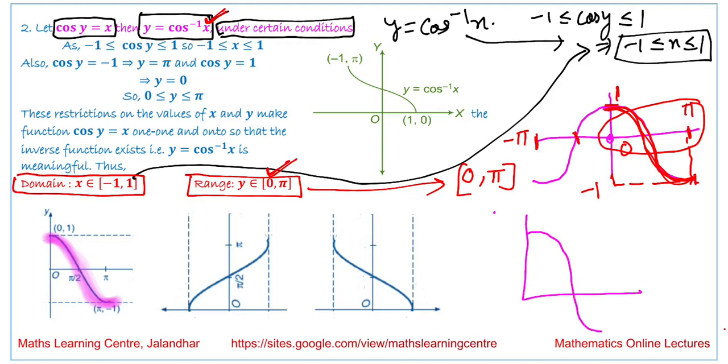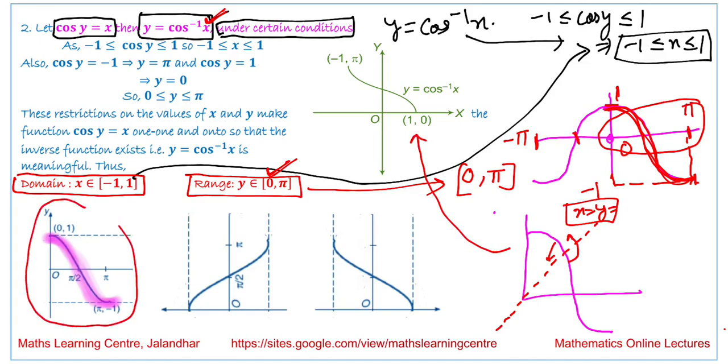Now we have to draw the line y is equal to x, or x is equal to y, and take the images of these points with respect to this line, and we will obtain the graph in this form. Or another thing we can do is, this is the graph corresponding to y is equal to cos of x. We rotate this graph by an angle of 90 degrees. It is plus 90 degrees, which means we have rotated it anti-clockwise.